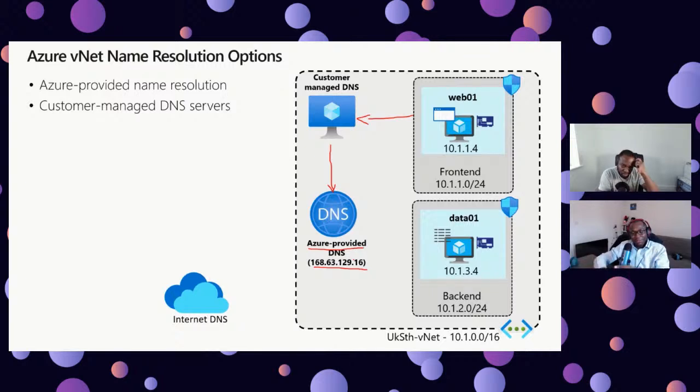Yeah, carry on. I've got a follow-up question here. So does it mean that on your managed DNS server, when you're creating the forwarders, you just have to specify that IP address and then it should be able to find it?